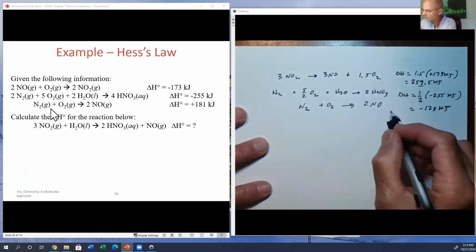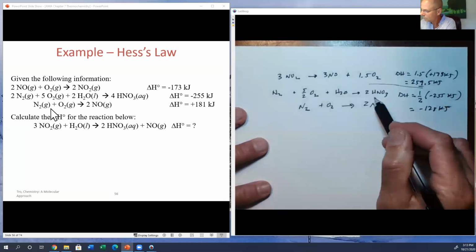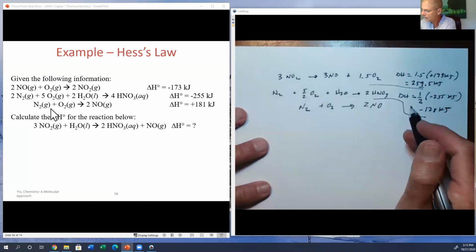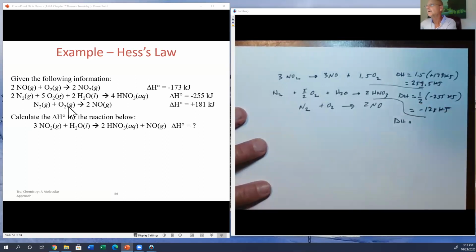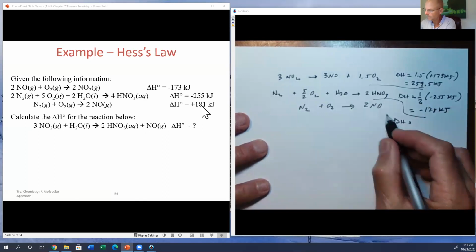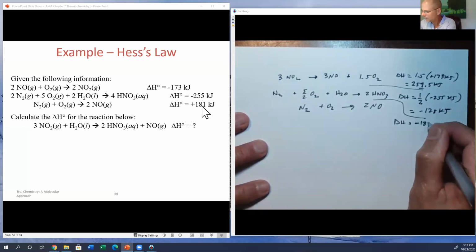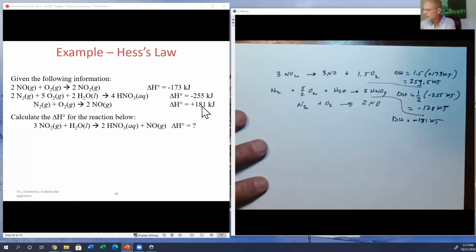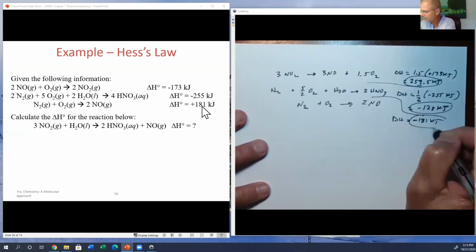And so delta H for that one is just going to be equal to what? If this is plus 181, what is this going to be? Minus 181 kilojoules. So here are the 3 delta H's for the 3 reactions.